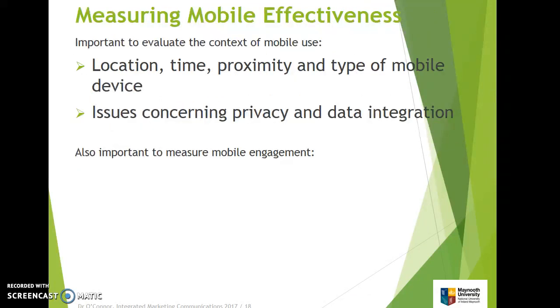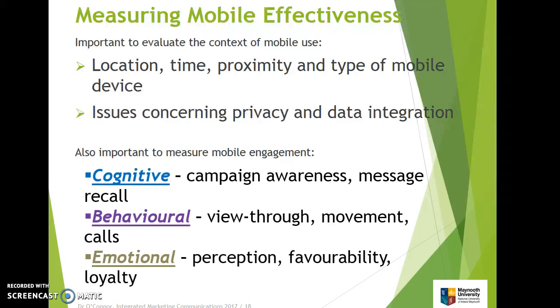So when we are measuring mobile effectiveness, we are looking at the following. It's important to evaluate the context of the mobile use: location, time, proximity, and the type of mobile device. And issues, naturally enough, concerning privacy and data integration. As you're aware, the data regulation is coming in now on the 25th of May 2018. So it's extremely important to have your data and the privacy concerns in relation to your organisation completely clear and transparent.